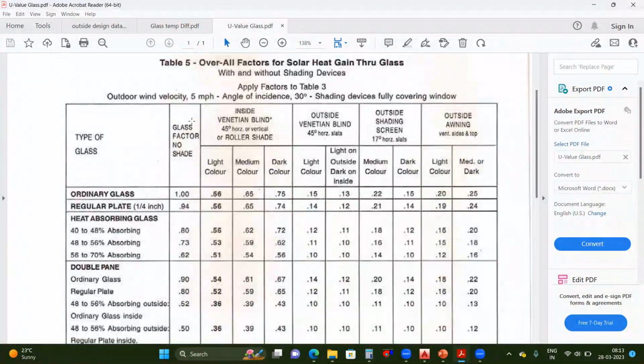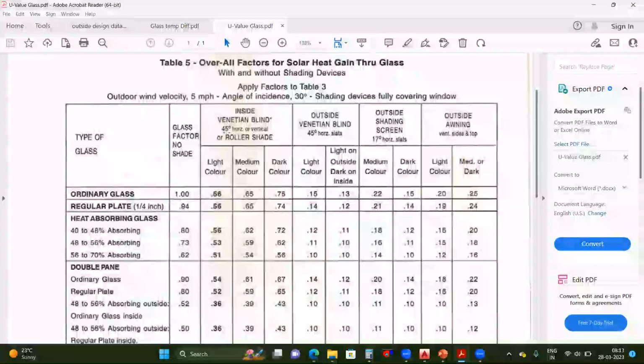And if you see here, glass factor, no shade. Shade is nothing but if your glass is covered with a curtain or something, so that will not let the sun directly hit the glass, and will not get the direct heat from outside to inside. So if you have not covered the glass with any of these, we can take this value. Another thing, we have inside Venetian blind, outside Venetian blind, outside shading screen, and outside awning.